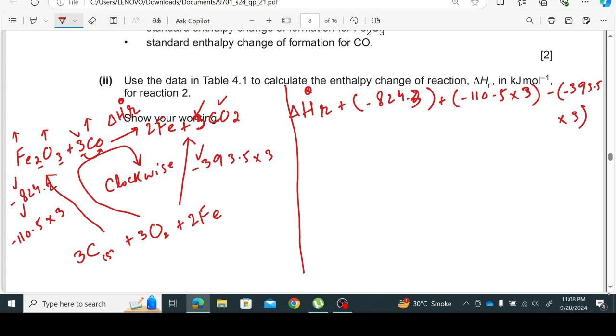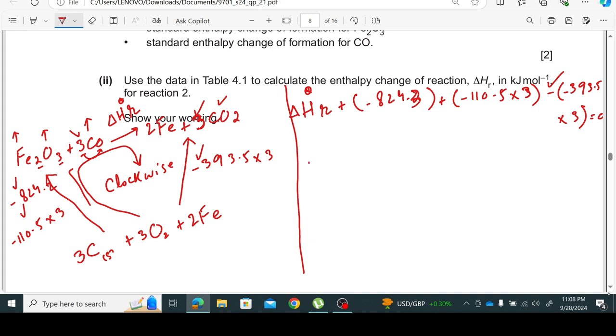If it is making clockwise direction, this area you will use positive value and this area you will use negative. So I added here negative, minus 393.5 multiplied by 3. Understand? Equal to 0, because we are finding the overall reaction.